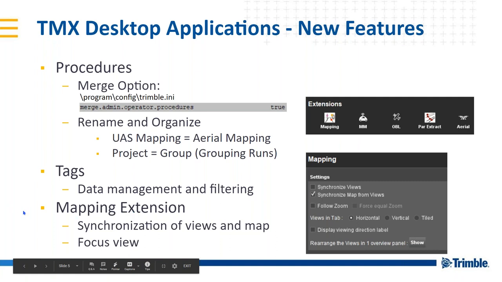Additionally, we also have a new preference group. Under preferences, we now have a mapping extension, and the mapping extension has a group of settings or preferences that can control the viewing options of the mobile mapping viewers. Whether this is a mobile mapping viewer, aerial viewer, oblique, or also a slice view. Some of the options that we have are an option to synchronize the map with the views, which means the further you move in the view, the further the map also moves with you. And another option to synchronize all the views together so they move in synchronization.